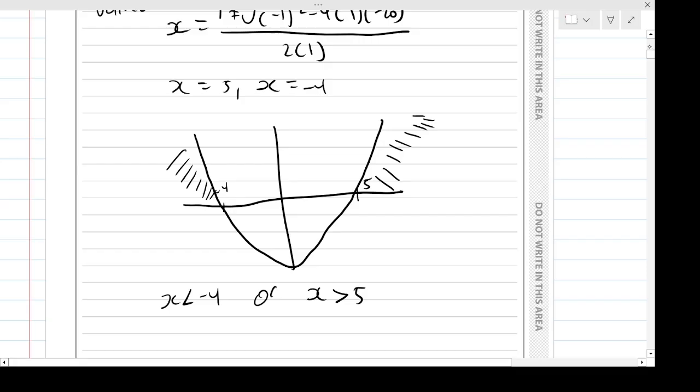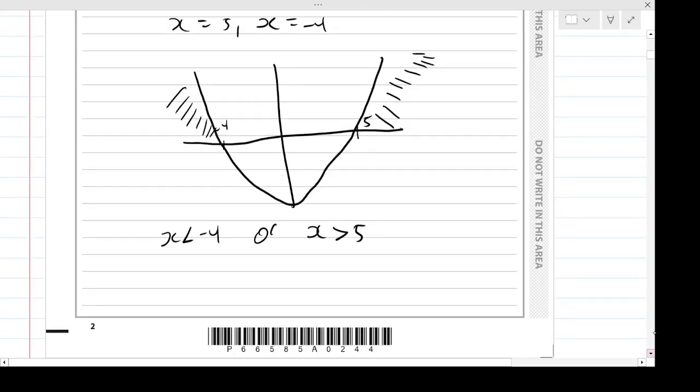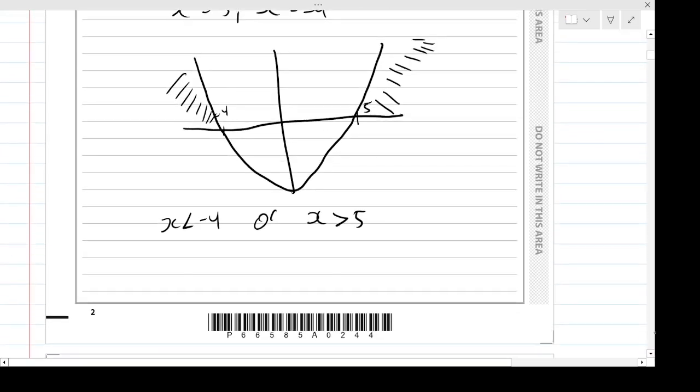And that's my answer. The final step is to write it in set notation. So, remember with set notation, obviously it's the curly bracket. But the key idea with a set is, we say x colon, that means x such that. Then we write down an inequality. But the key idea is you can only have one inequality per set, per bracket. So I can't say x greater than 4 or x greater than 5.